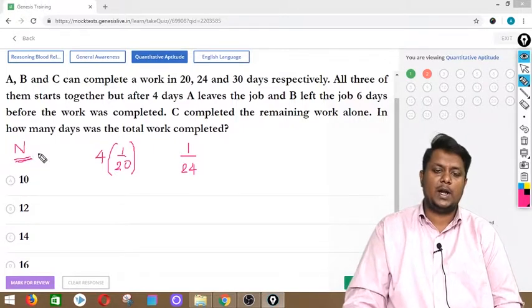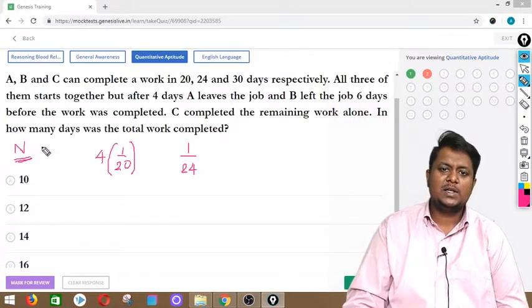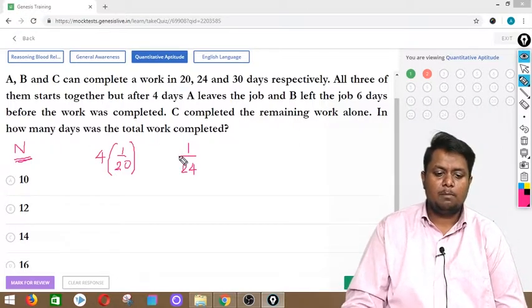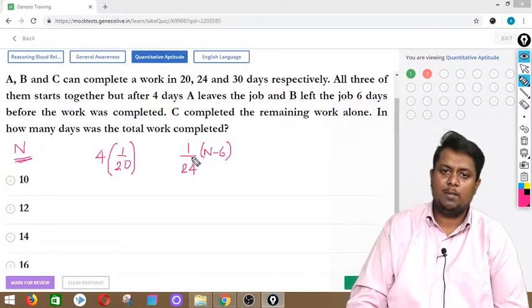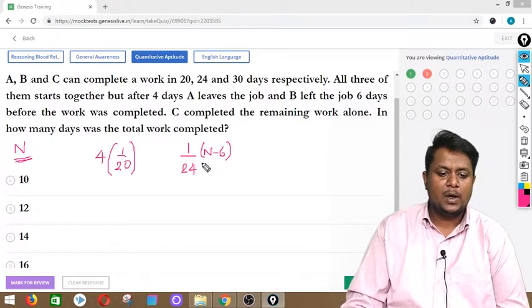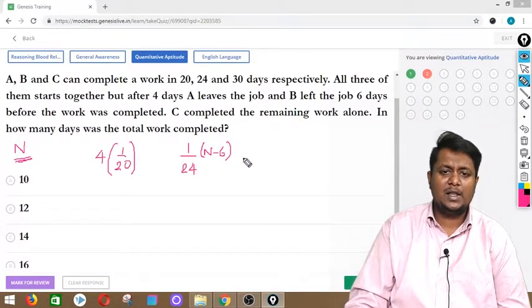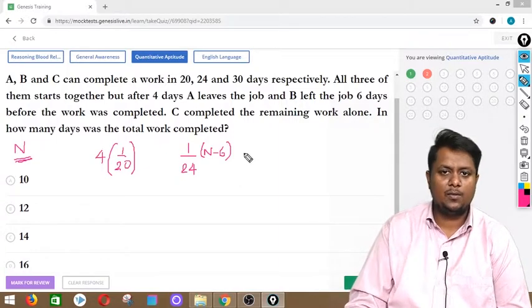Okay, they all worked for n number of days. B left 6 days before the work got completed, which means B worked for n minus 6 days. And C worked till the end, which means for all the n number of days C has worked.